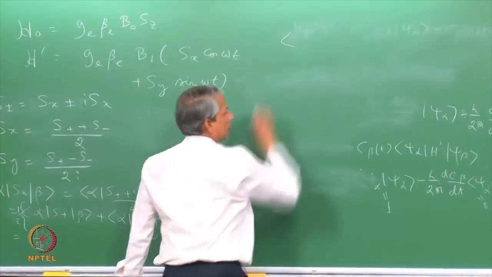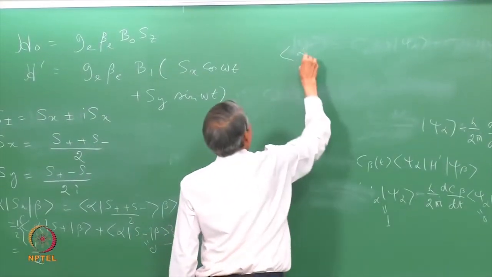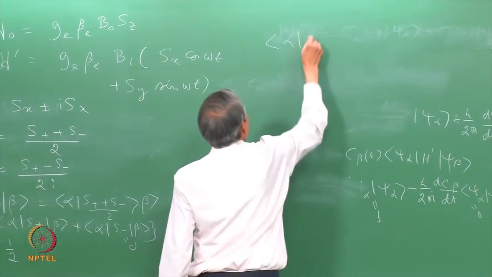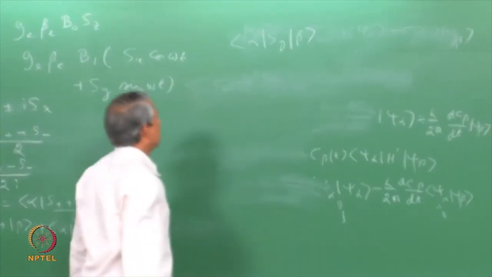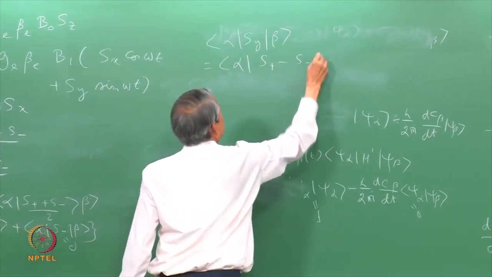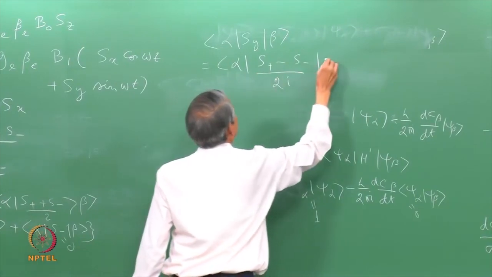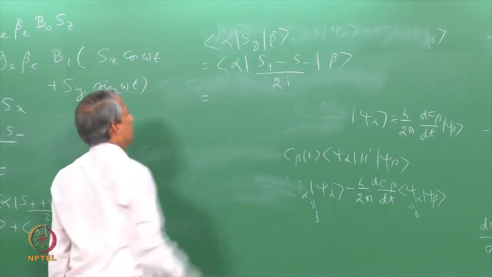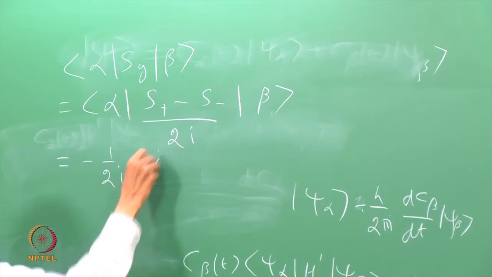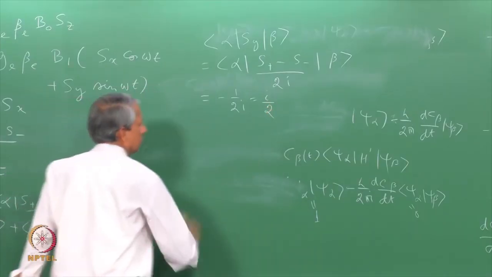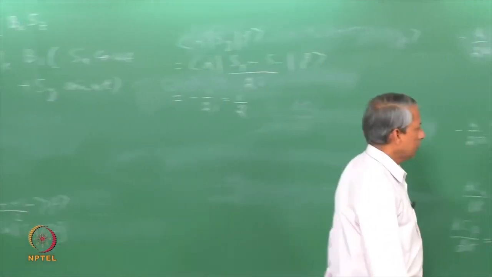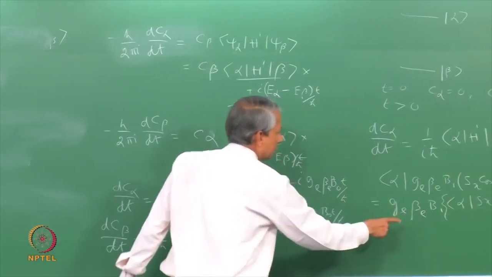Now the Sy component: alpha Sy beta. This can be written as alpha (S plus minus S minus) by 2i beta. This will give minus 1 by 2i, which is equal to i by 2. So from this I can get the expression of dC alpha by dt in terms of these values.